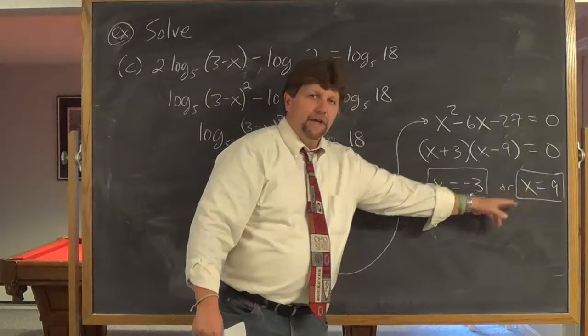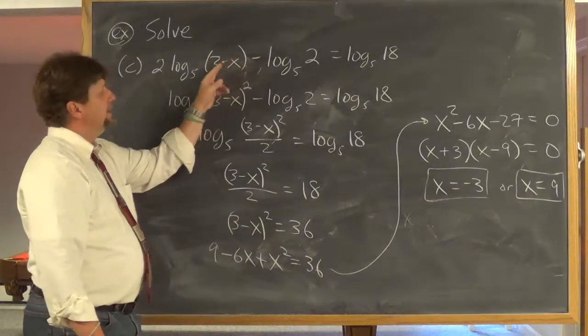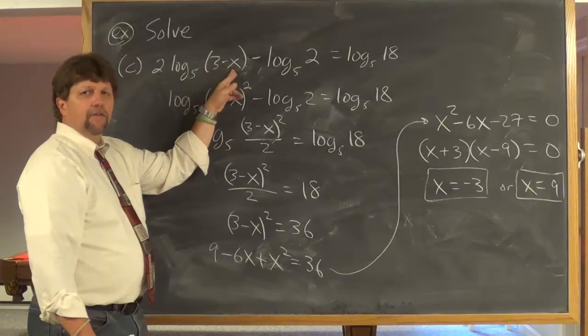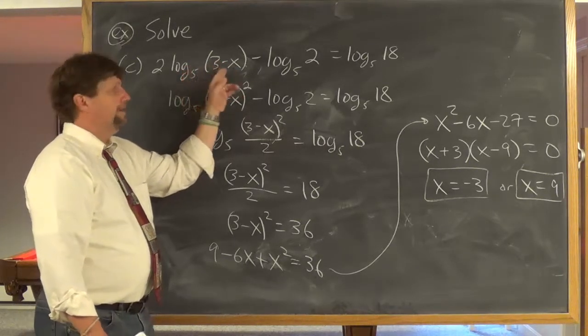Look at x equals 9. Toss that value of x, let's put it back into the original equation. Put it in for x. Put it in for x. 3 minus 9 is -6. Can you do the logarithm of a negative number?